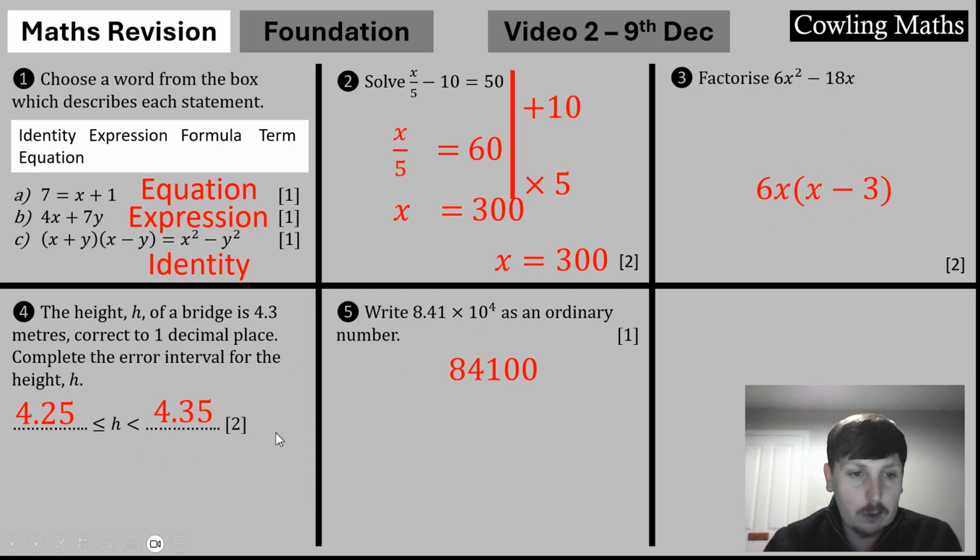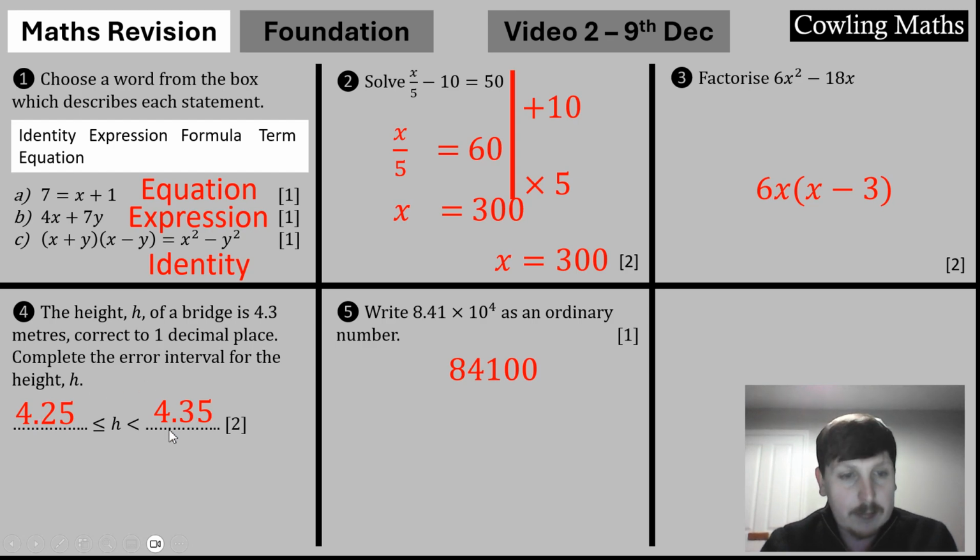For this error interval question, I'll give it a read. It says the height h of a bridge is 4.3 meters, correct to 1 decimal place. Complete the error interval for the height h. So we need to think of all of the numbers that round to 4.3 to 1 decimal place. The smallest number that rounds to 4.3 is 4.25 because the 5 rounds up, making it 4.3. So that's our lower bound. It has to be bigger than or equal to 4.25.